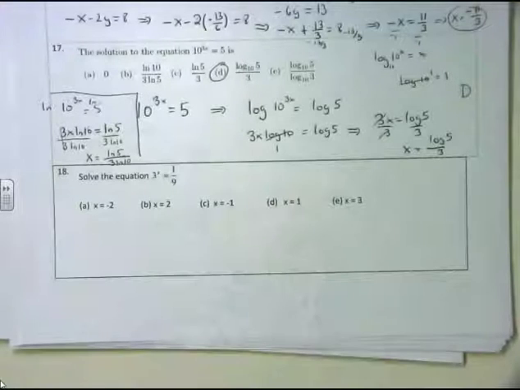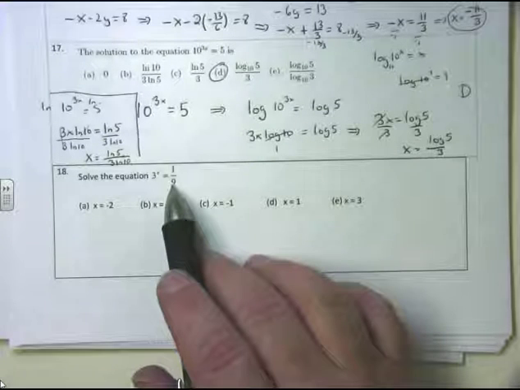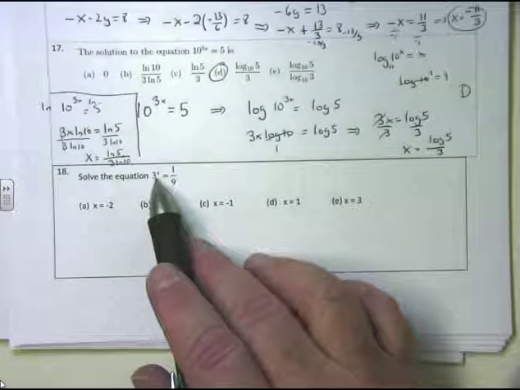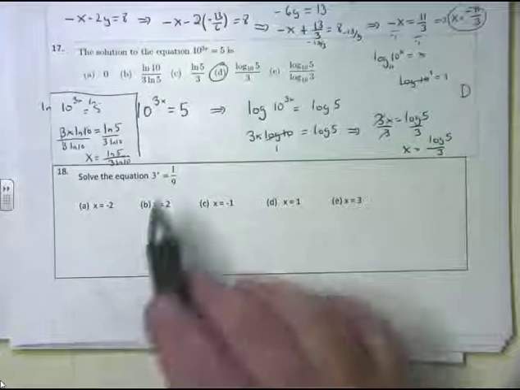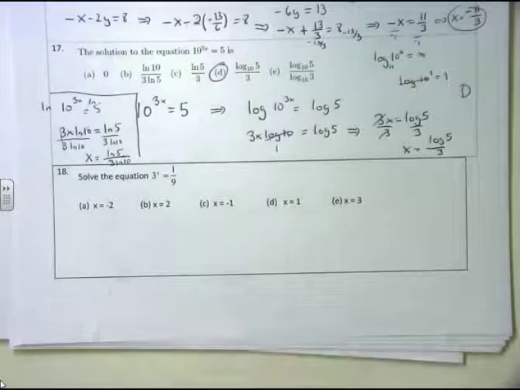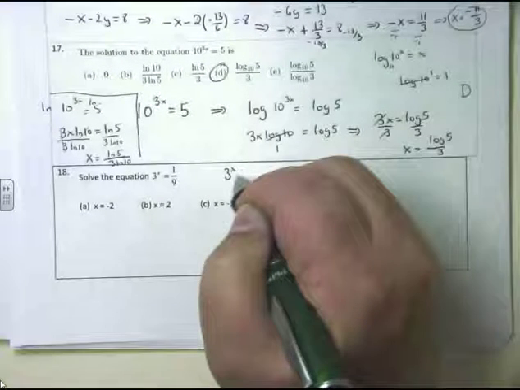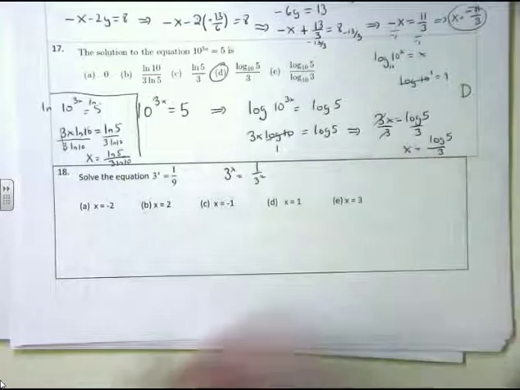Here's another exponential equation. 3 raised to the x equals 1/9. But this is something special. I could use logs if you want to, but it's a lot easier than that, because this is a base 3 raised to the x, and I can write 9 as a base 3. 9 is 3 squared. So this is 3 to the x is equal to 1 over 3 squared.